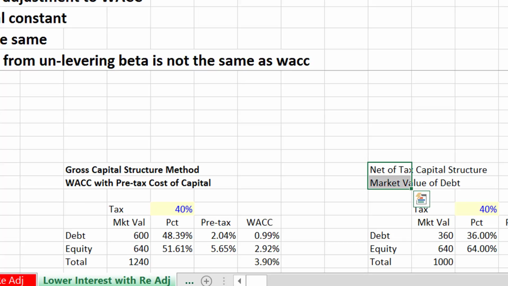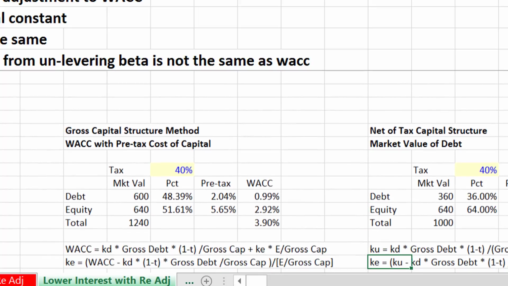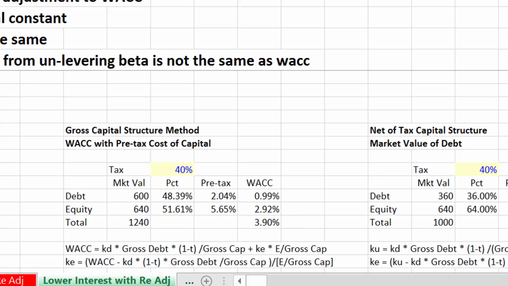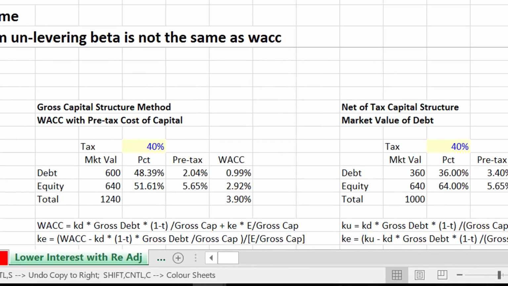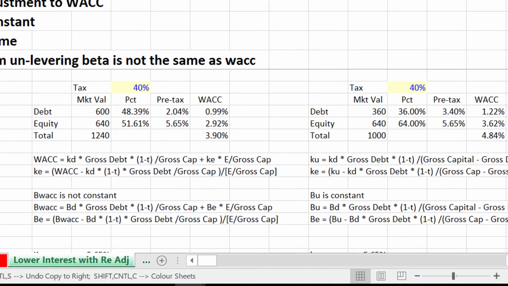Okay, rather than working through too many formulas, let me just explain how this one works. This is what we started with, our pre-tax WACC.